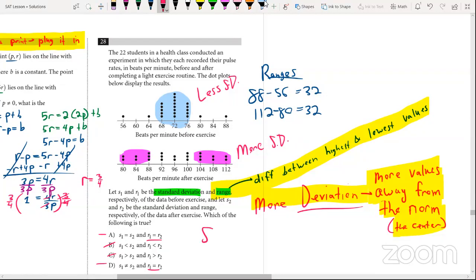So the standard deviation of group 2 is greater than the standard deviation of group 1. And so that would be this one here or this one here. If one of them is greater than the other, then they're not equal. So the choice that has them both for number 28 is choice D.